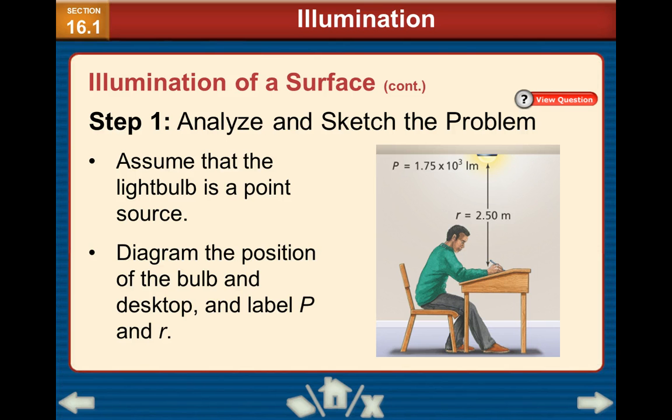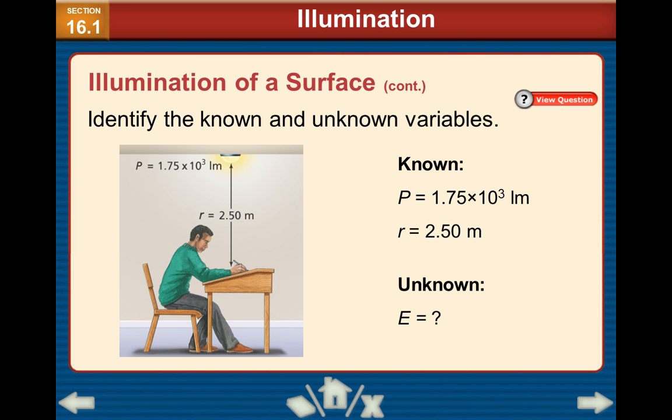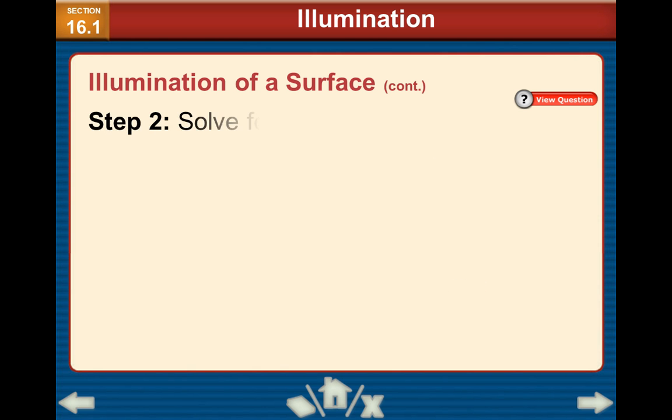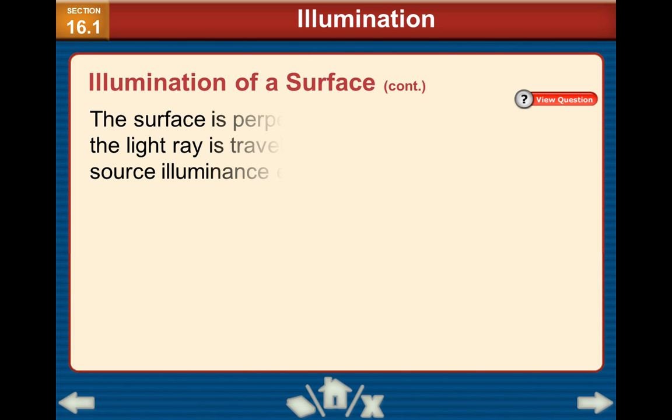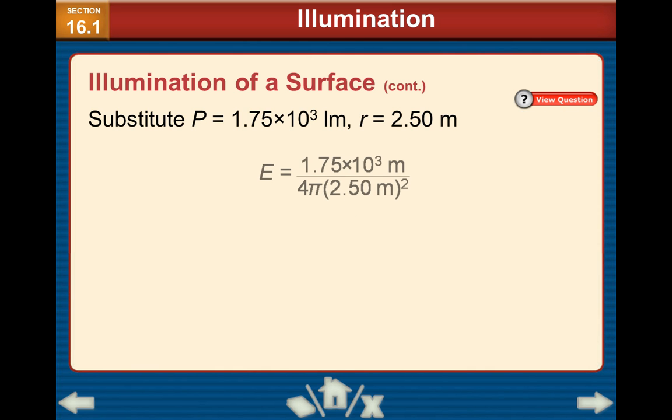Radius, make sure you put your radius in meters. It already is in this problem at 2.5. So we know what our P value is, we know what our R is. We're solving for E. We just need an equation. And we know that E is equal to P over 4 pi r squared. Substituting in our values, we could then do the math. And we get 22.3 lumens per meter squared.